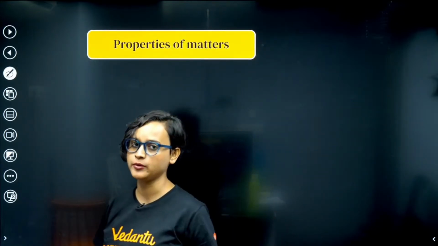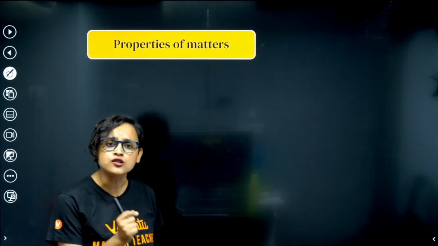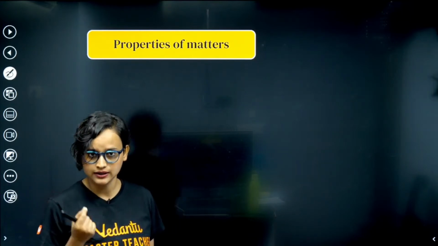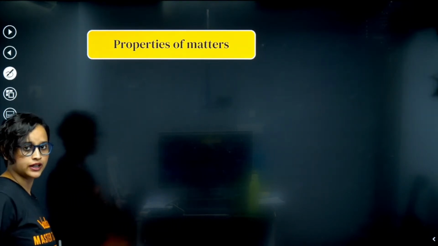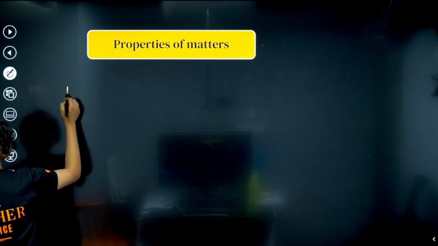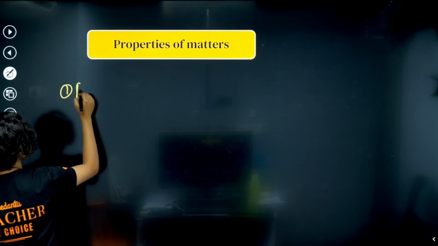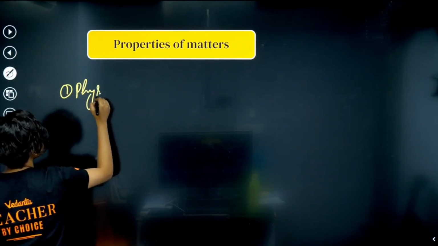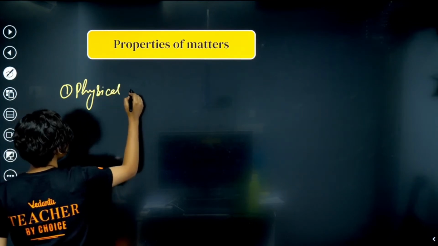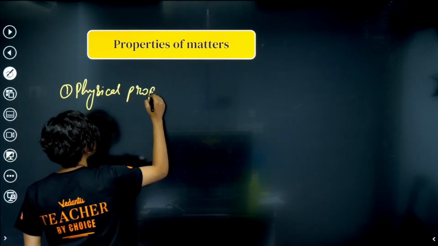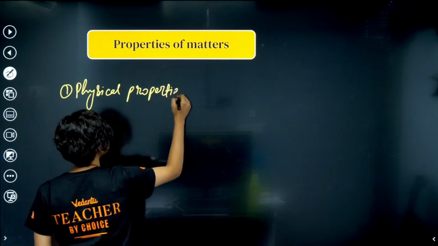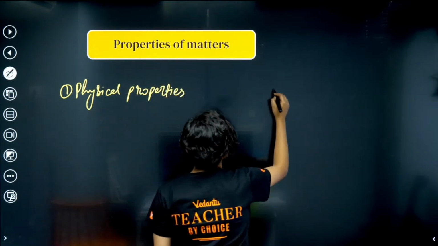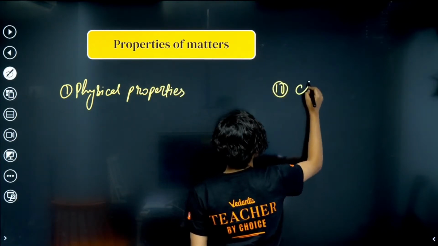Now moving on from here, you know that we also have to study properties of matter, right? And when we talk about properties of matter, there are obviously two types of properties that come into our mind. One is your physical properties, alright? And the other one is definitely chemical properties.